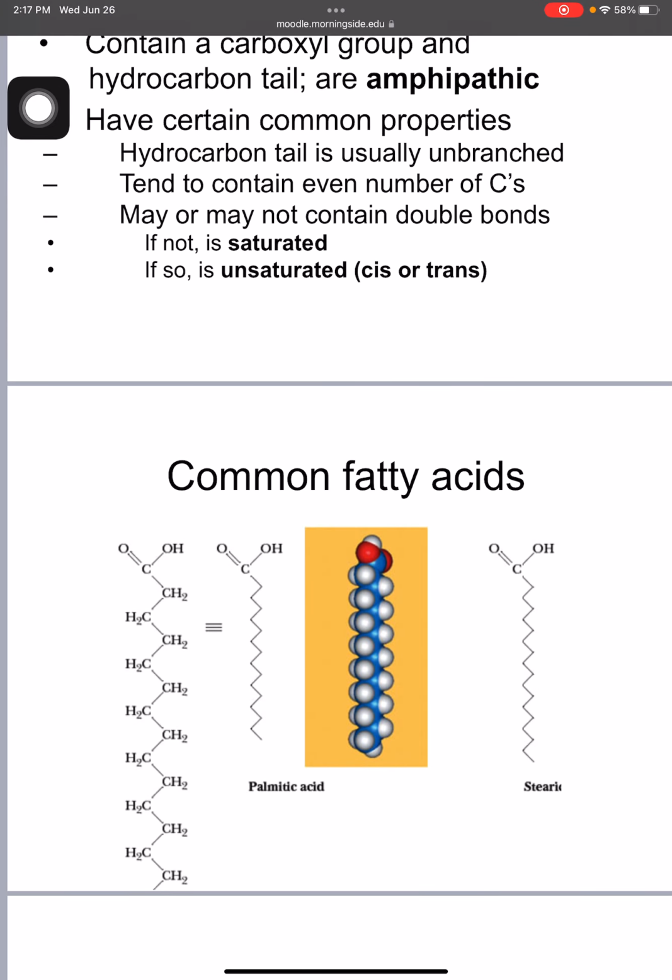This slide here says common fatty acids. All right, so look through some of these. Remember when I told you about a couple of different stereochemical conformations you could have. You introduce a pi bond, you can have a trans fatty acid, or you can have a cis, right?